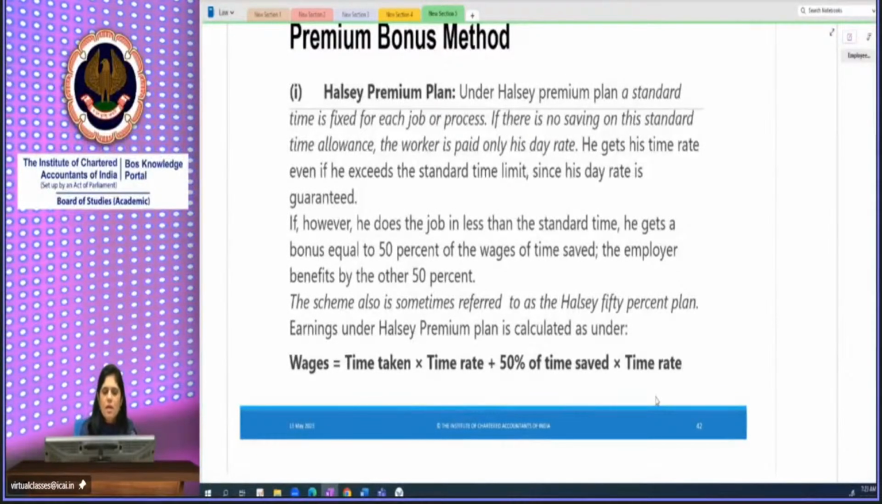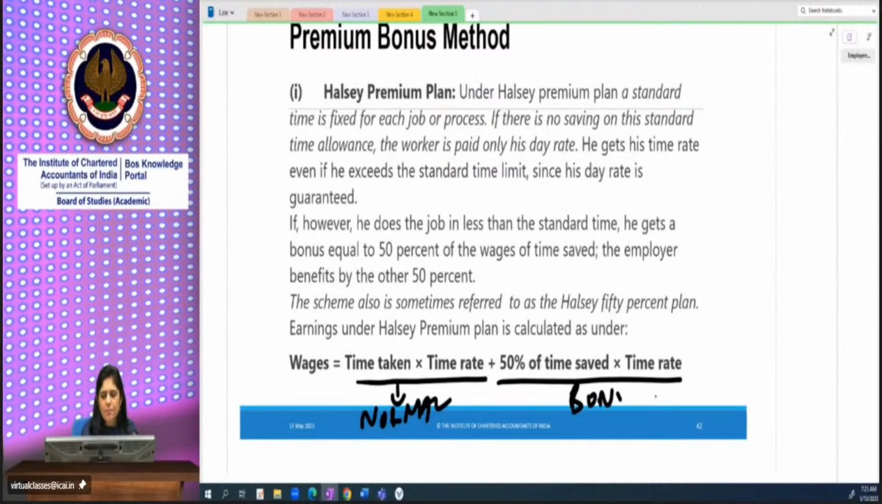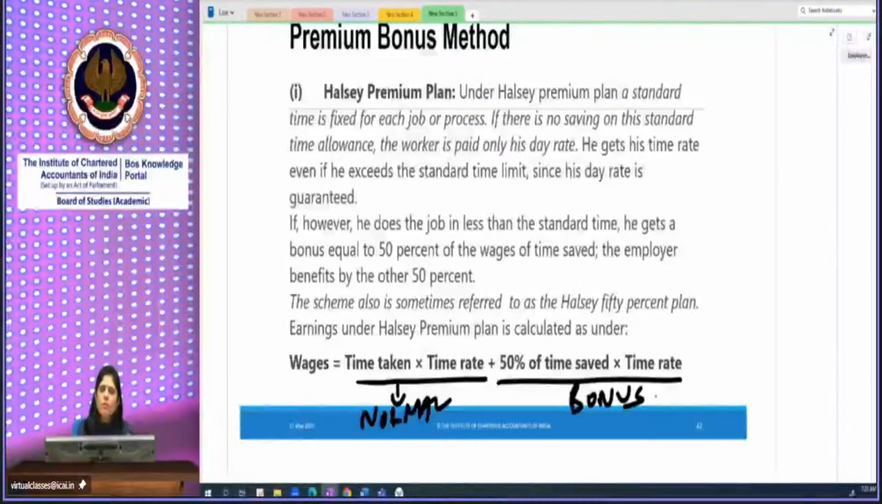So time taken into time rate is the normal wage. This is the normal wage, the normal wages which you get. This is the part of the bonus. So the total wages under Halsey will be this: the normal wages, whatever time you have taken, whether you have saved or not, you will get the normal wage, plus the second part, which is the bonus.